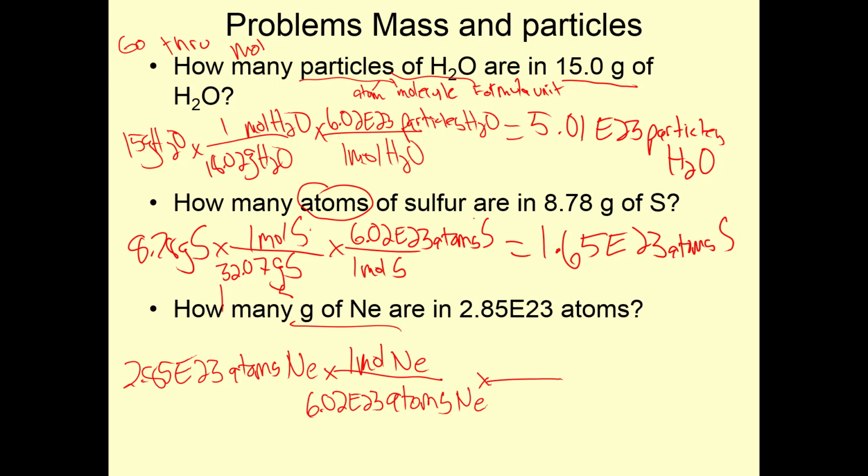Now I'm in moles, but I want grams. So I hate you, moles of neon. Cancel it, right? I go into grams of neon. And my periodic table says 20.18 grams of neon is 1 mole. Calculators assemble. 2.85 E23 divided by 6.02 E23 times 20.18. No E's at all. I get 9.85 grams of neon.